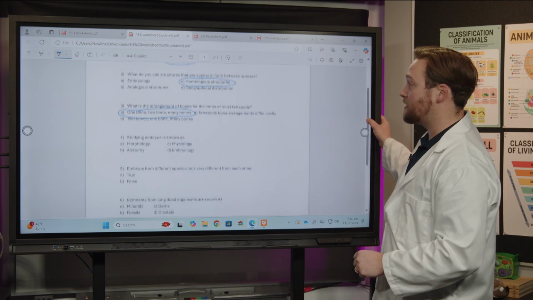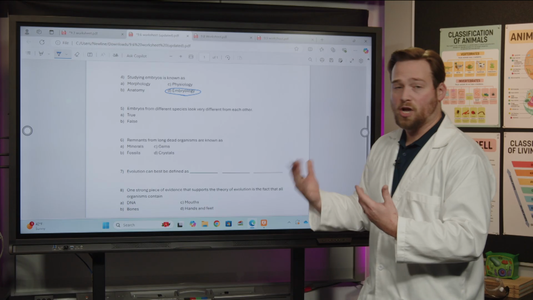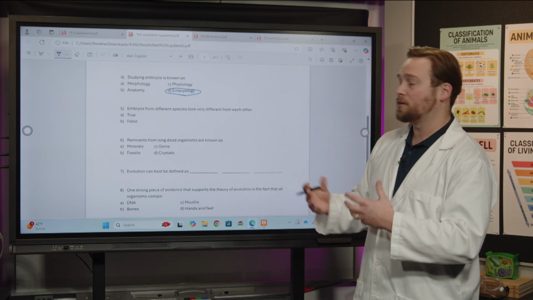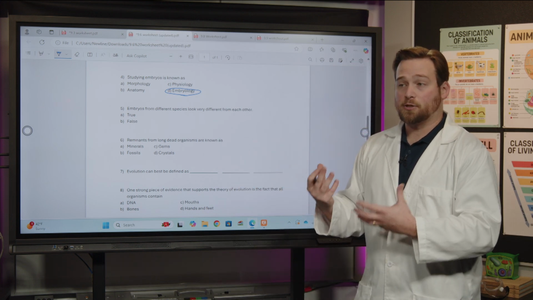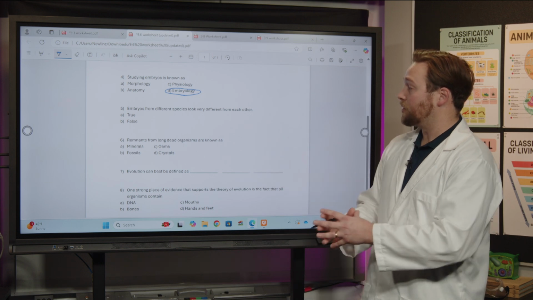So let's look at some of these down here. Number 4 says, studying embryos is known as. Okay, the term here is embryology, right? That suffix, ology, means study of. So this is the study of embryos, and this is another piece of evidence that supports the theory of evolution that I'll get into in just a little bit here after we do 5.